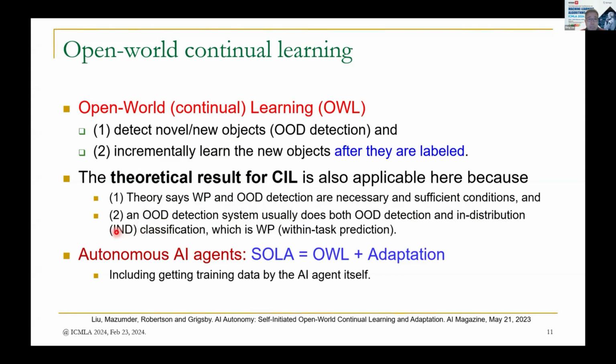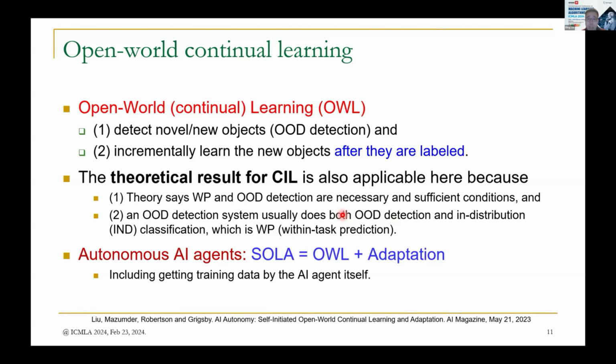So in-distribution detection is essentially WP. Then the OOD detection is essentially trying to achieve the task ID prediction. So it's basically the TP, task ID prediction. Essentially that algorithm, the theory, covers not just the CIL, but also open world continual learning. However, the open world has additional tasks.